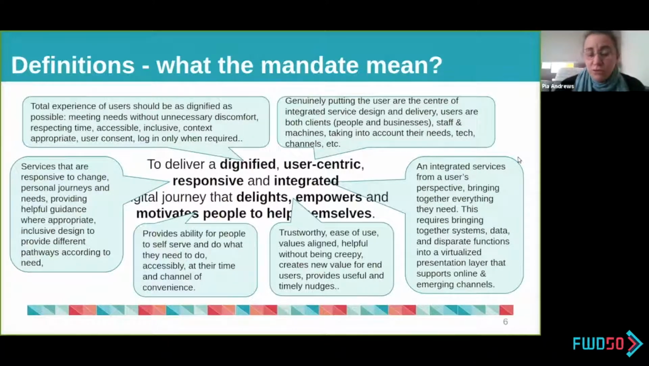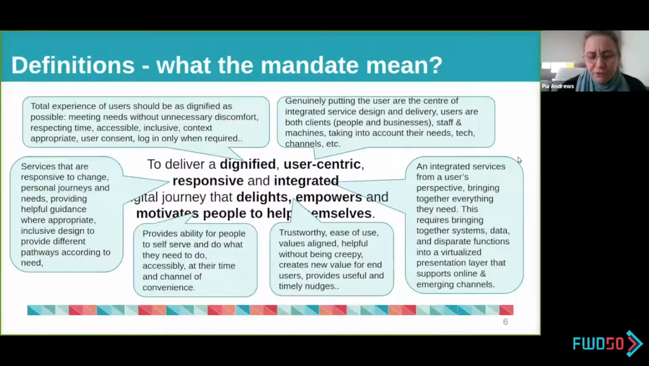All of the other bits you would normally expect out of any sort of service provider, government or non-government both: user-centric, of course. Responsive to change doesn't just mean responding to what you're doing now, it means putting in place all of the appropriate data functions and responsive functions and analytics that can actually help understand when change has happened and respond to it accordingly. Integrated means integrated from a user's perspective. This is critical. A lot of people say, oh, well, it's integrated from the perspective of my system or my program or my department, but it doesn't really count for much unless it's actually integrated from a user's perspective. And of course, empowering people and motivating them to help themselves where possible.